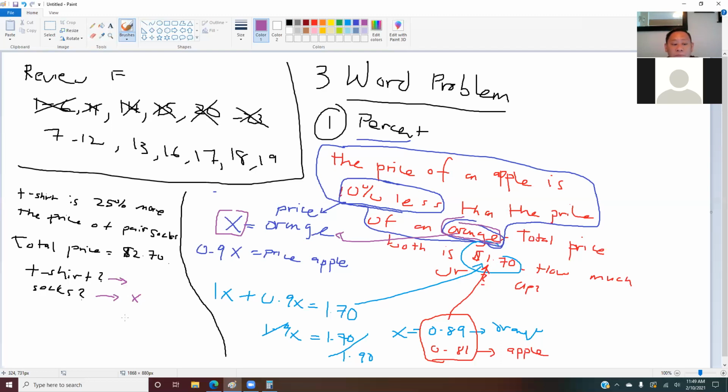Is it 1.25x? Very good. That is correct. I say the total of this is 2.70. Can you create an equation from here? X plus 1.25x equals 2.70. So can you solve this and tell me what X is? X is 1.2. So what is that? Is that socks or is that t-shirt?